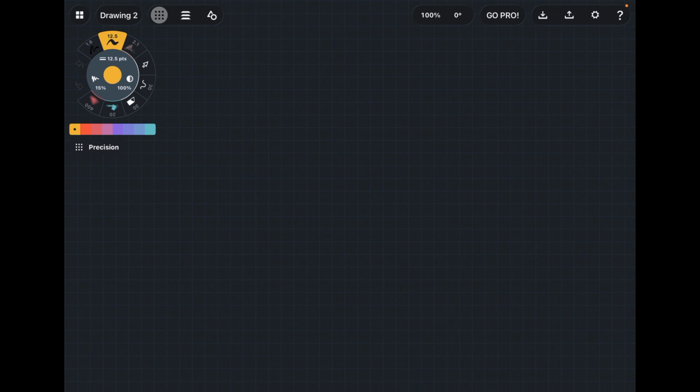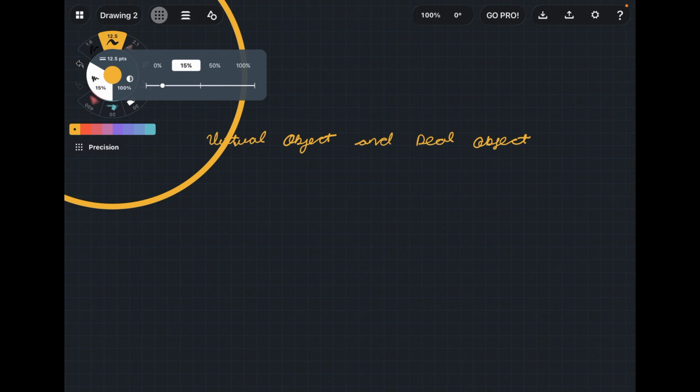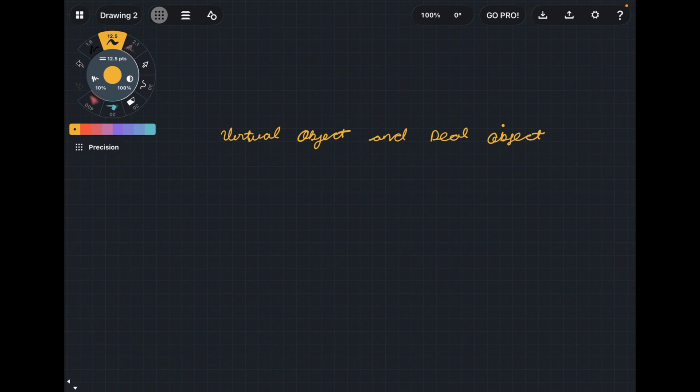Today we will be exploring some interesting physics which I learned just a few days ago. I learned that there is something called a virtual object and a real object. Like how in optics we have virtual and real images, I learned that there are virtual and real objects. And that makes sense because objects are the things that images form of.